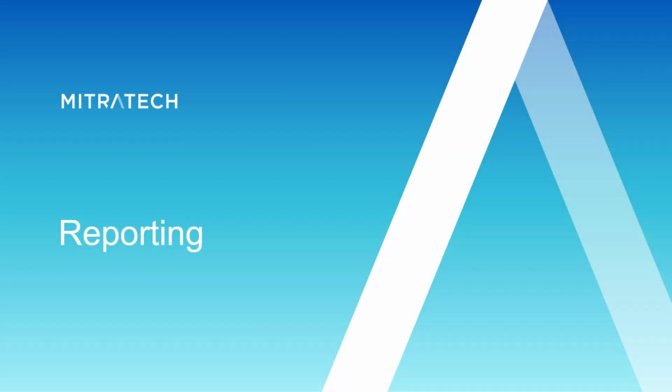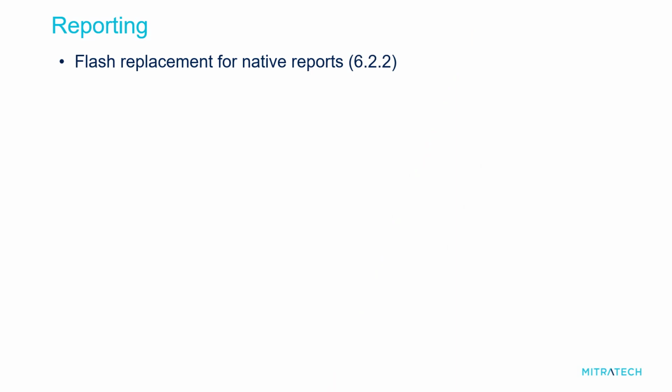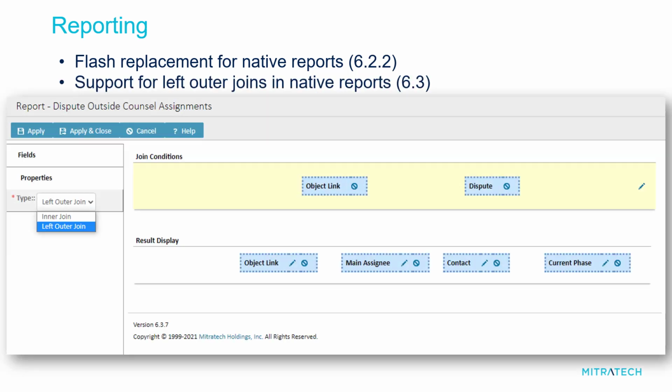We have some big news in the world of TeamConnect native reports. First, Flash was replaced in TeamConnect 6.2.2, so graphical native reports are functional once again. Second, TeamConnect 6.3 brings with it support of left outer joins when combining data series in native reports, which is a really exciting thing for the reporting world. Keep in mind that TCBI can still support inner joins only.